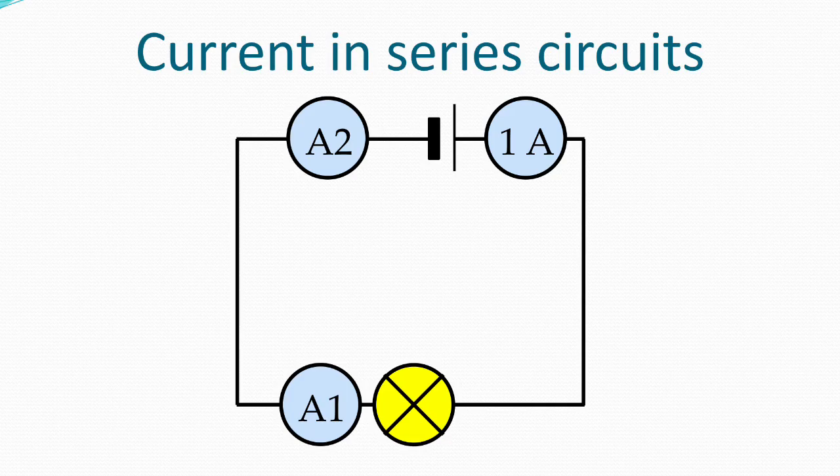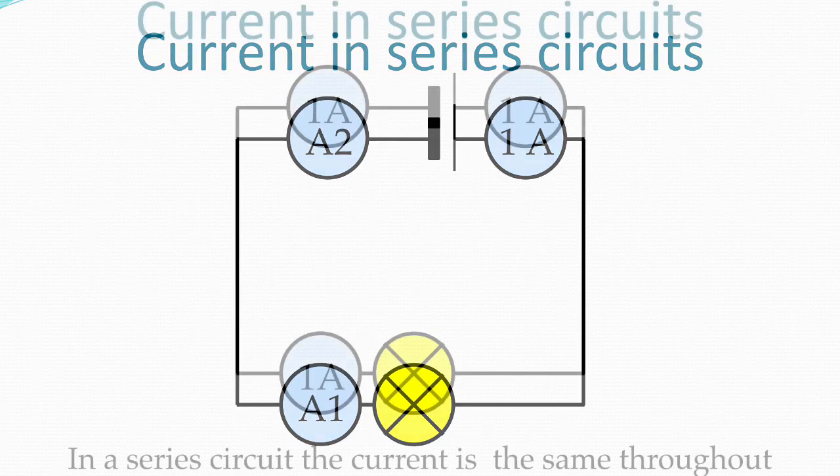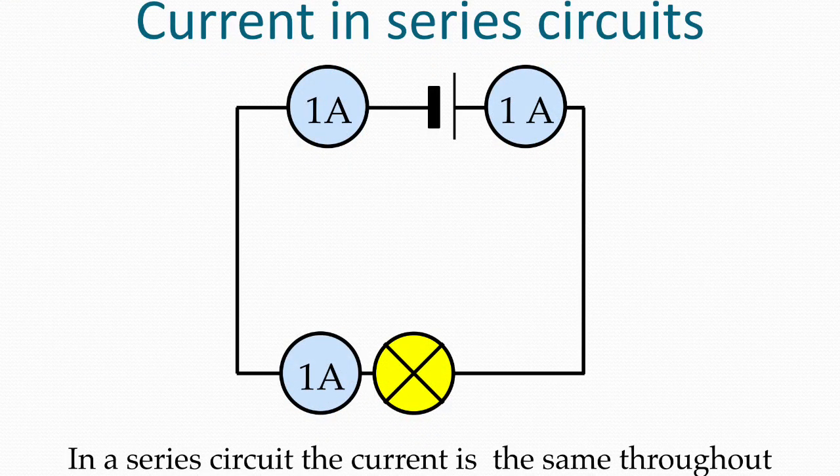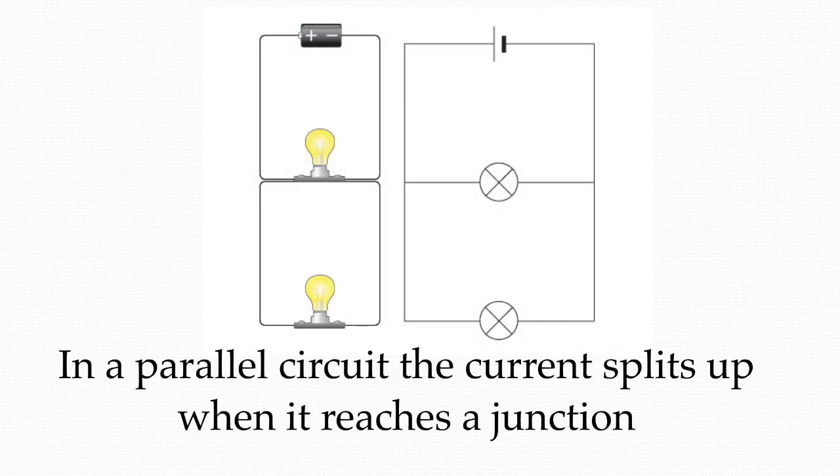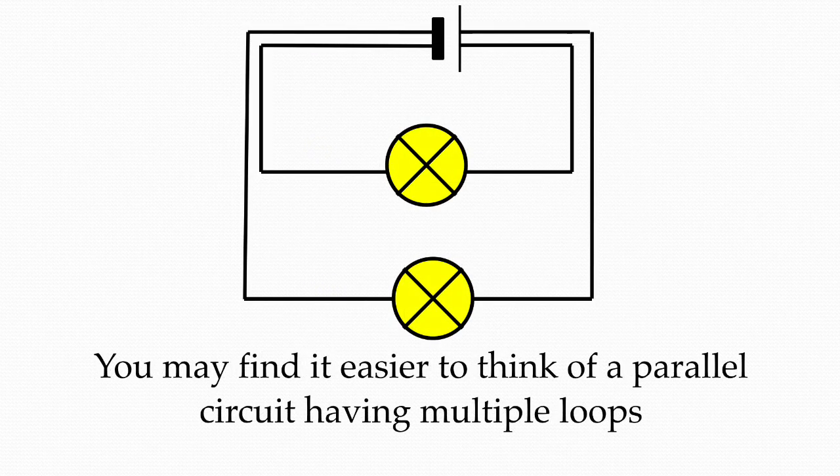So in this example, where we have at the top right an ammeter reading 1 amp, the current will be the same throughout. So where it says A1, the current will be 1 amp, and A2 will also be 1 amp. In a parallel circuit, the electrons have the option to split up and go one way or another. In this case, an electron can either pass through the top bulb or the bottom bulb. You may find it easier to think of parallel circuits as having multiple loops, as they're shown here in this diagram.